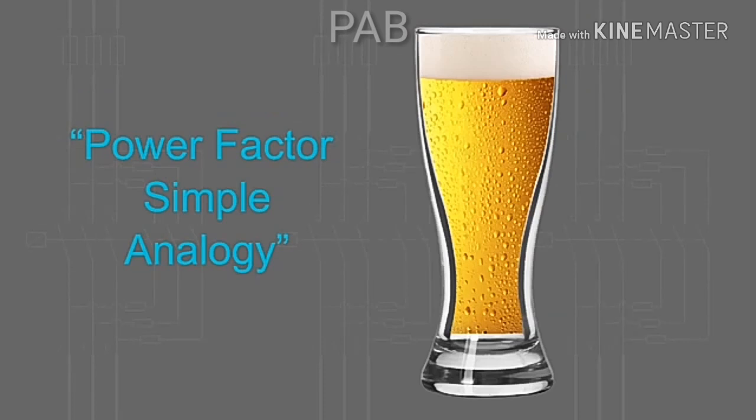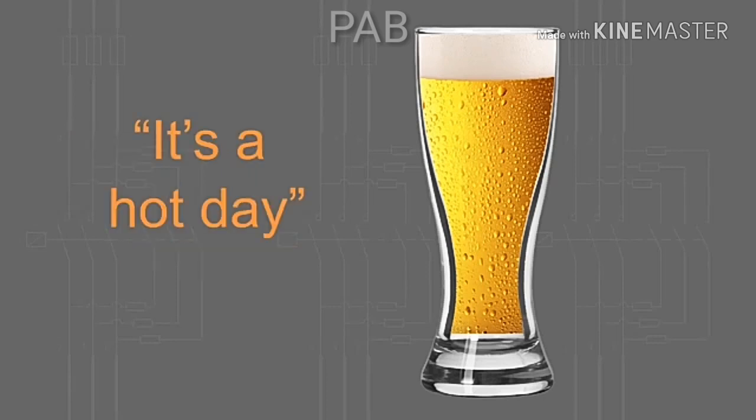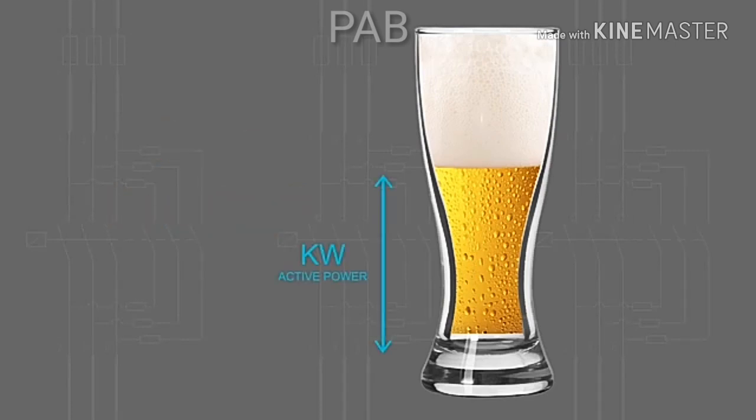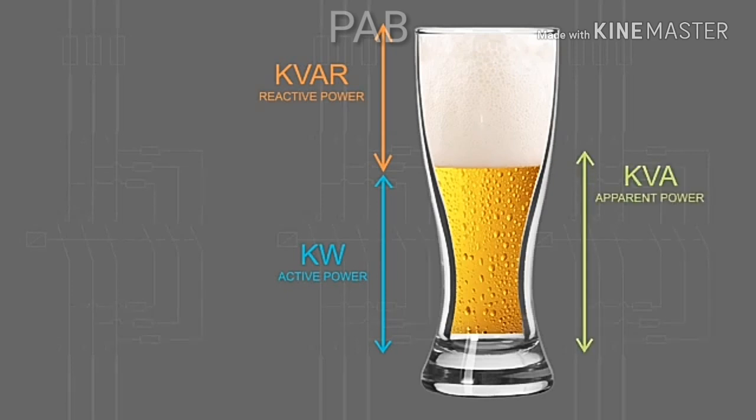Here is a simple analogy from everyday life to help you understand power factor. It is a hot day. Here is a glass of beer. The thirst-quenching portion of the beer is represented by kW. The beer comes with some foam. I'm sure you'll agree the foam doesn't quench your thirst. The foam is represented by kVAR. The total contents of the glass, the beer and the foam, is represented by kVA, and you pay for both.